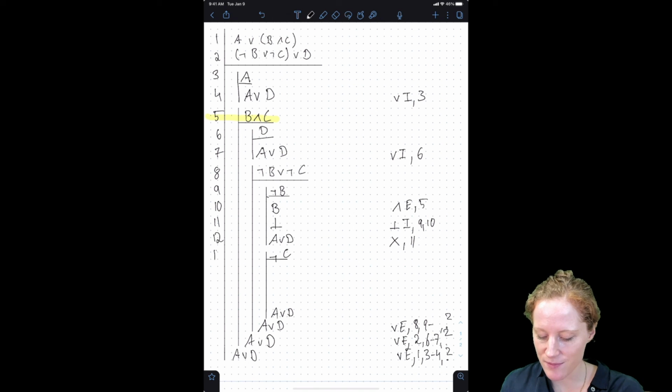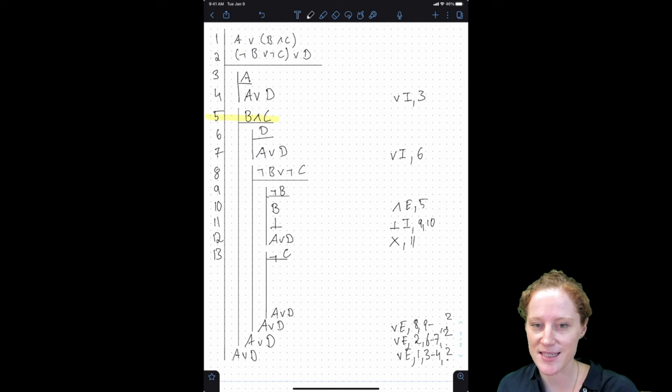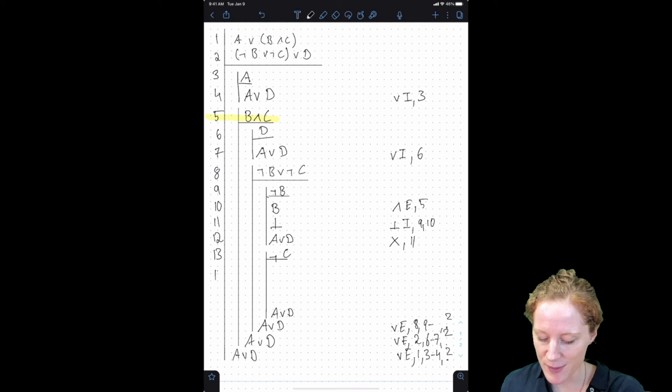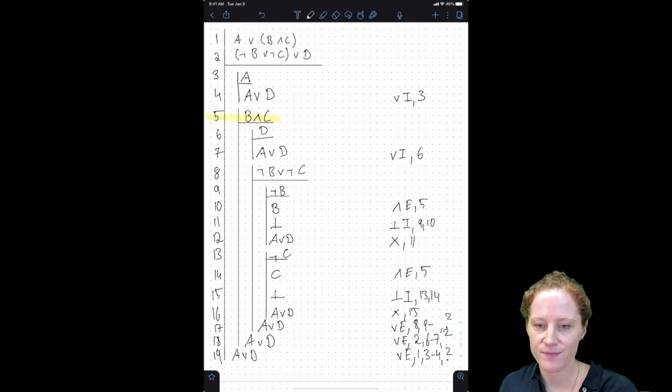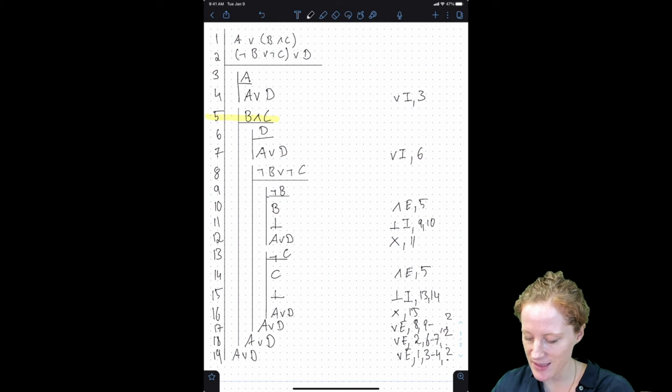And the other one is pretty similar. I start by assuming not C. And then I'm going to apply conjunction elimination to line 5 again to derive C. And then I can infer bottom by citing bottom introduction applied to lines 13 and 14. And then I can infer A or D by citing explosion applied to line 15. And now I just need to fill in the gaps, in particular supply line numbers for my inferences in lines 17, 18, and 19.